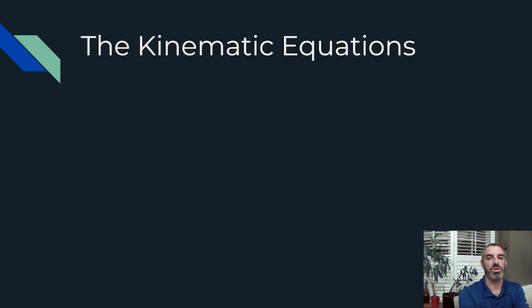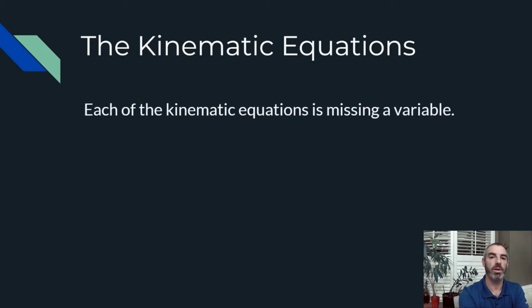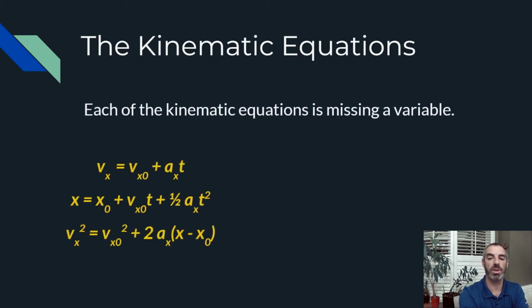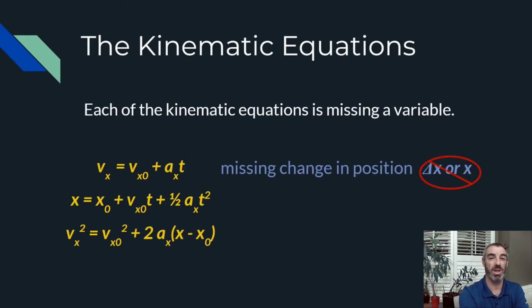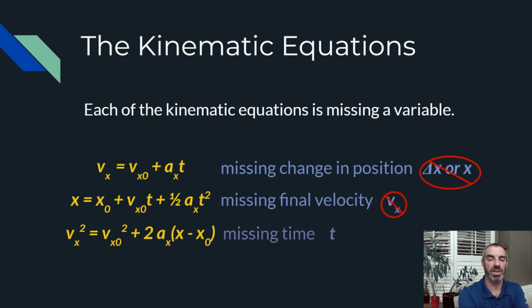Each of the kinematic equations is missing a variable. So if we look at the equations, the first equation is missing change in position, or just the final position, which means we can't calculate it. The second equation is missing the final velocity. And the third equation is missing time.